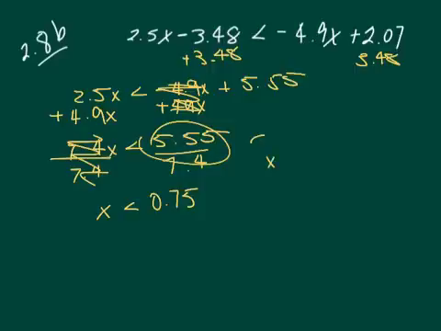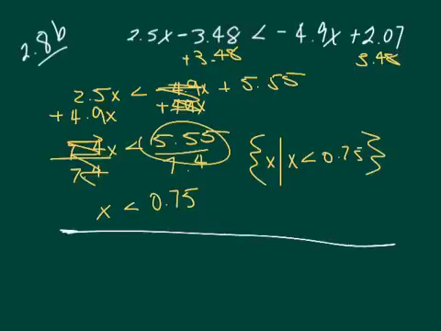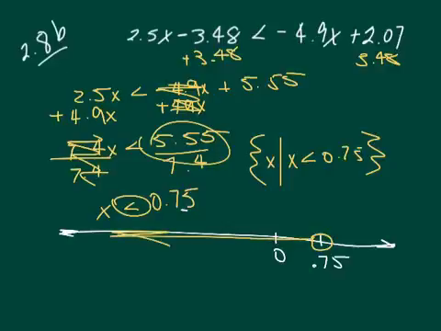So set builder notation. And graphing. So 0.75, I can just put it wherever I want. And I'm going to make an open circle because of the sign here, and it says less than, so it's going to be an arrow that goes to the left. And I'm done there.